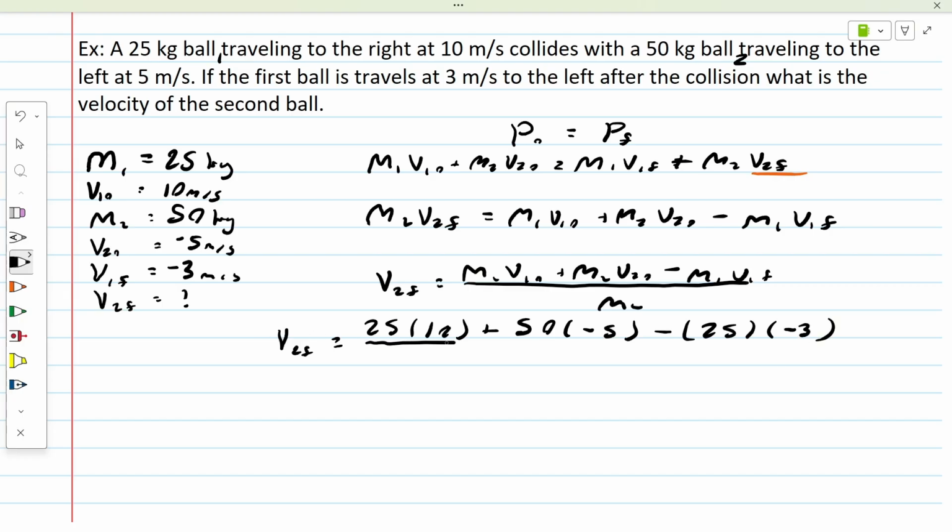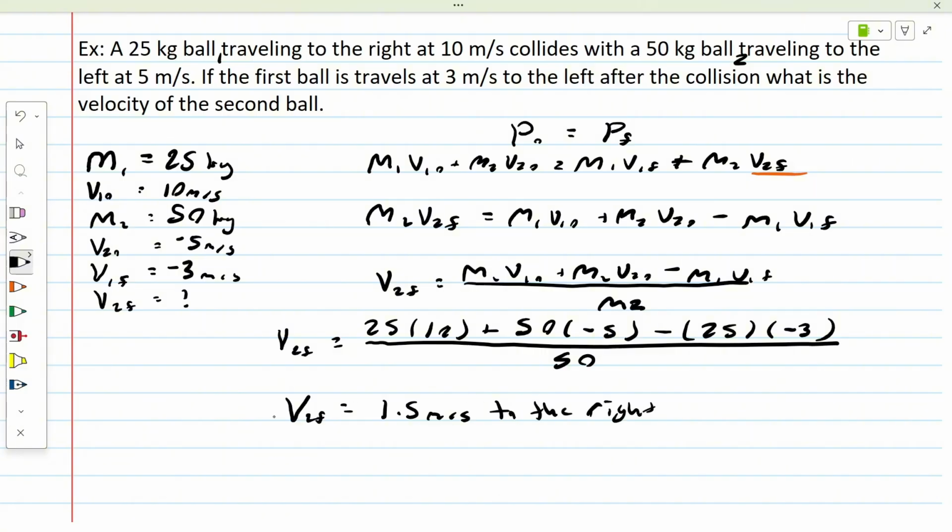all over M2. Want to be clear about which one it is. M2, which is 50. And so if we go ahead and plug all this in, we'll get a V2 final equal to 1.5 meters per second. And since it's positive, that means it's to the right, because we defined the right direction as positive. Okay, so I'll go ahead and box my answer here.